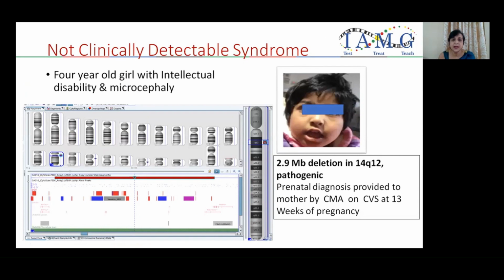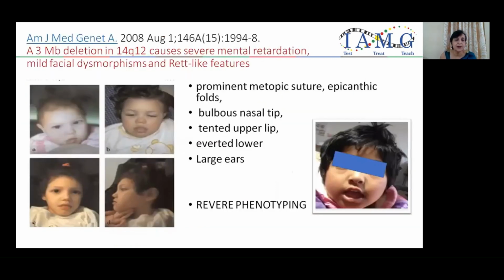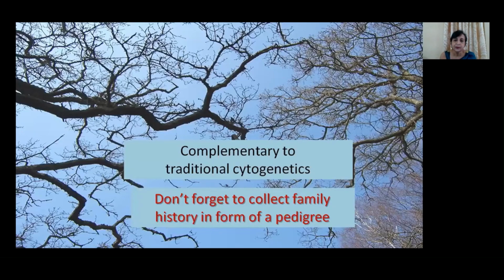Another case with intellectual disability and deletion on chromosome 14q. So very non-specific phenotypic abnormalities, some specific, some vague dysmorphic features. But when you see other patients reported with the same deletion, you can note the similarities like bulbous nose and tented upper lip, like inverted V-shaped upper lip, large ears. So this type of clinical evaluation after the reports is reverse phenotyping and is very, very useful.